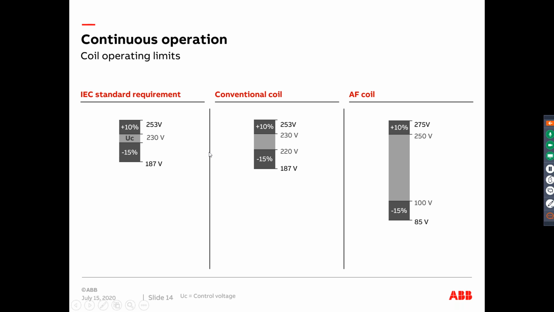So with our AF coil, I'm just giving an example of one coil which goes from 100 volts to 250 volts. With the tolerance of the IEC standard, it can go minus 15%, to 85 volts, and up to 275 volts. So the limit has been increased. The safe operating limit is from 85 volts to 275 volts for that one coil itself.